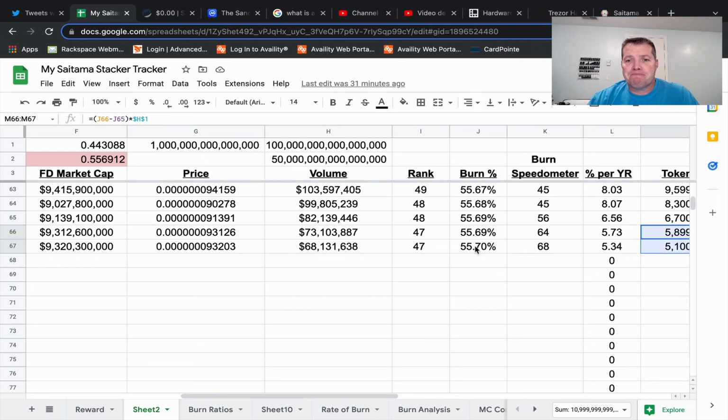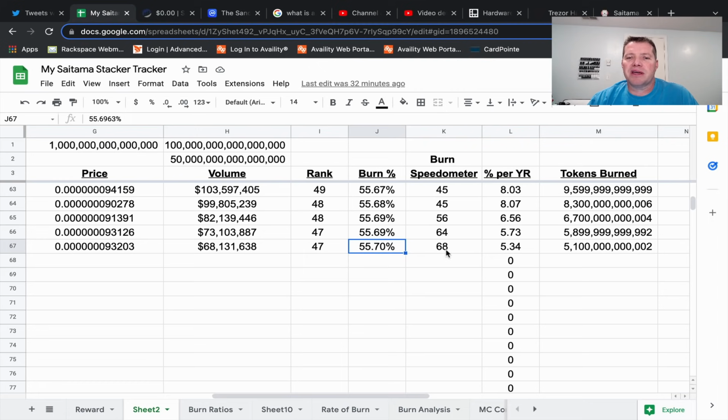Our burn is just about in that 55.7 range. We're slightly under that, but not by much, just a little bit of rounding, and we're 55.7. Burn speedometer saying we're slowing down just a little bit. That volume versus price, we would be 68 days to burn 1% or about 5.34% burn per year. And tokens burned in the last 24 hours is right at about 5 trillion. Okay. So I'd like to see that volume kicking back up.